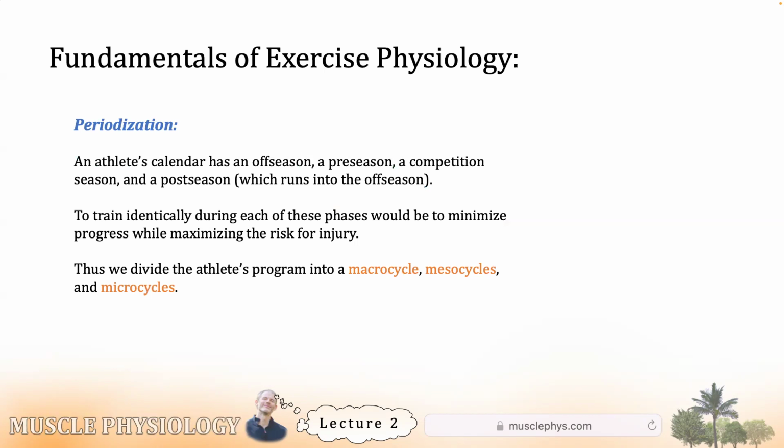Now, sometimes an Olympic athlete might have a 4-year calendar, but in general, most people have a 1-year calendar in which there's a preseason, a competitive season, a post-season, an off-season. And if they exercise in the exact same way during preseason as they do postseason, they're at risk of undertraining in some phases, overreaching, maybe overtraining in others. And plus, their goals are likely to be different depending on the time of year. So they modify their exercise program throughout the year to accommodate those things.